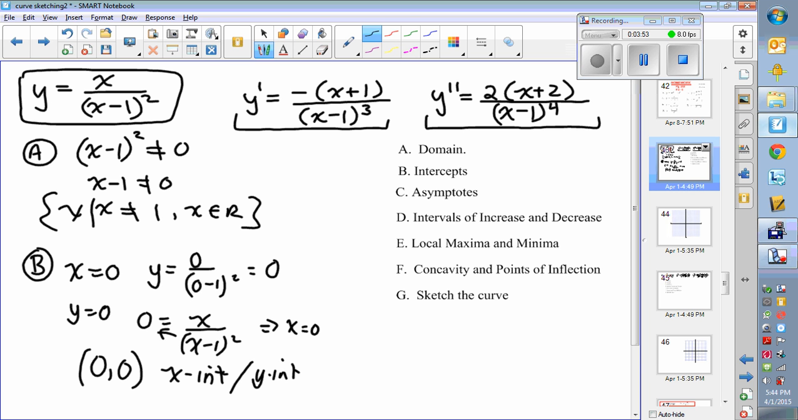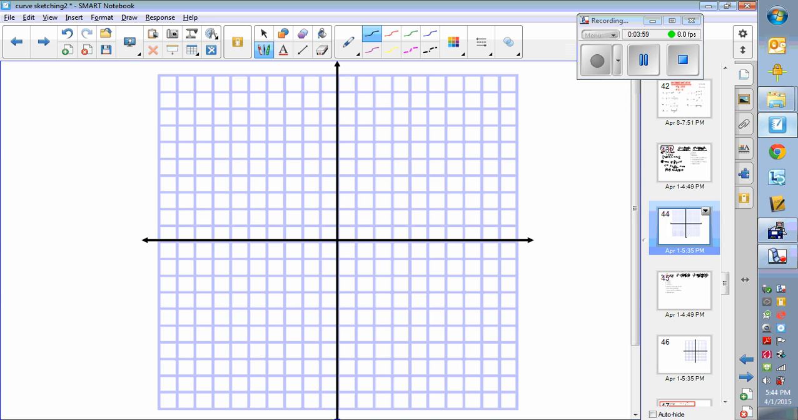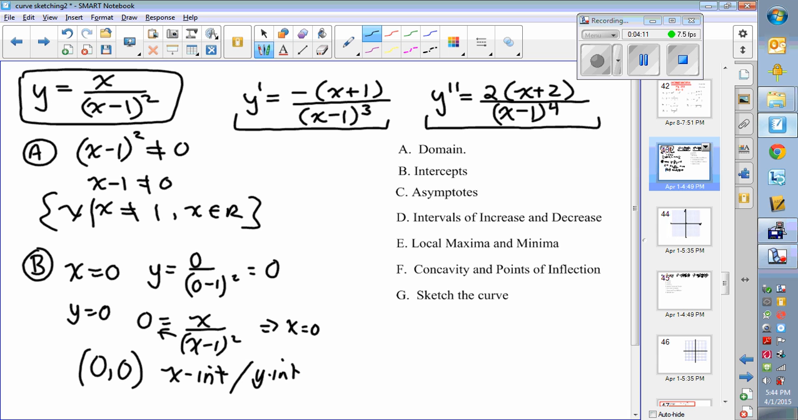Okay, so I've got a point right there. 0, 0 is my x-intercept, y-intercept. I'm going to go to my graph page, and I'm going to fill that in. So on my x-axis and y-axis, the point 0, 0, I got 1 point. Hey, one piece of information done already. Good times. So domain is complete. Intercepts are complete. Let's consider the asymptotes.